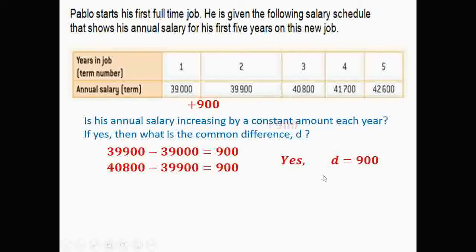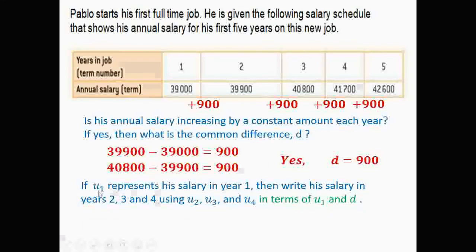Next question. Oh, and you can see the 900 there. I've noted it on there. That's our common difference. So right away we know it's an arithmetic sequence. Now this one might be a little more challenging, but let's try this out. If U1, our first term, represents his salary in year 1, so this is like our U1 value, then write his salary in years 2, 3, and 4 using U2, U3, U4. So you're going to write U2 equals something and U3 equals something, but we want you to write this in terms of U1 and d.